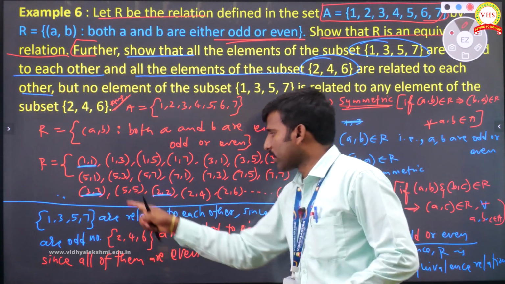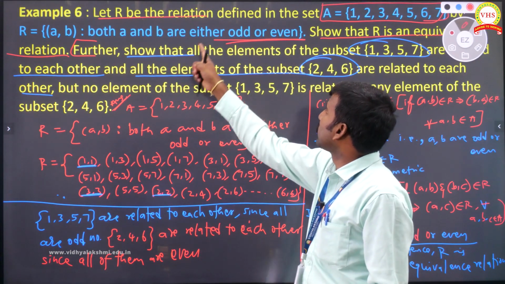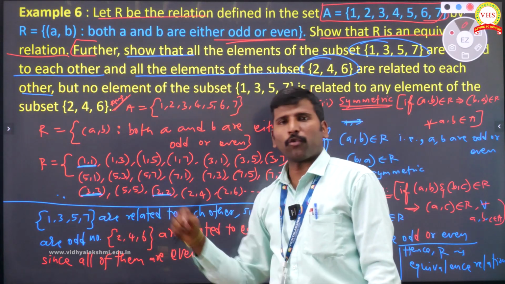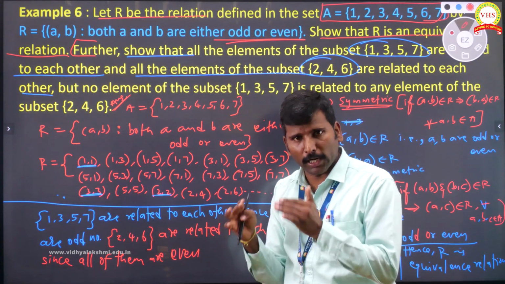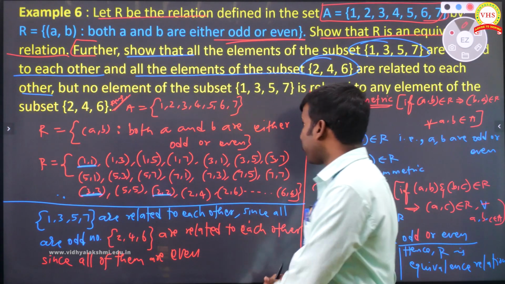It never goes to any other number. 2 never goes to 1, because 2 is even, 1 is odd. The relation is not defined like that. Both should be odd or even. So 4 never goes to 5. So it will be related to the same type of number only. It never goes to another number. That is the meaning.